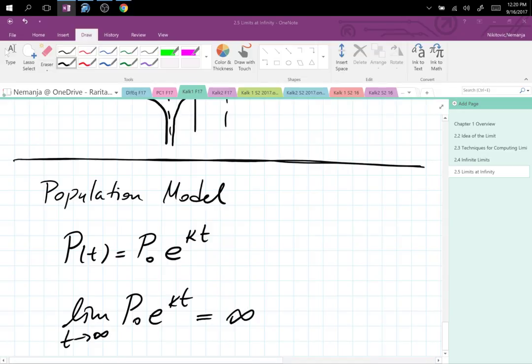Now, is this a viable population model for, let's say, humans or rabbits on the Earth in the long run? Hell no. If you know that the planet is a ball, or a close approximation of that, and because it's a 3D ball, it has a finite surface area. Can you fit an infinite amount of people on a finite surface area?